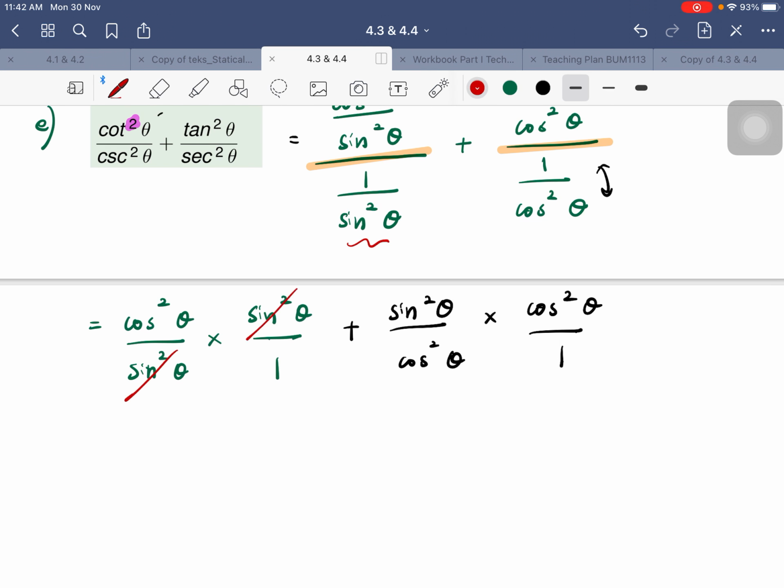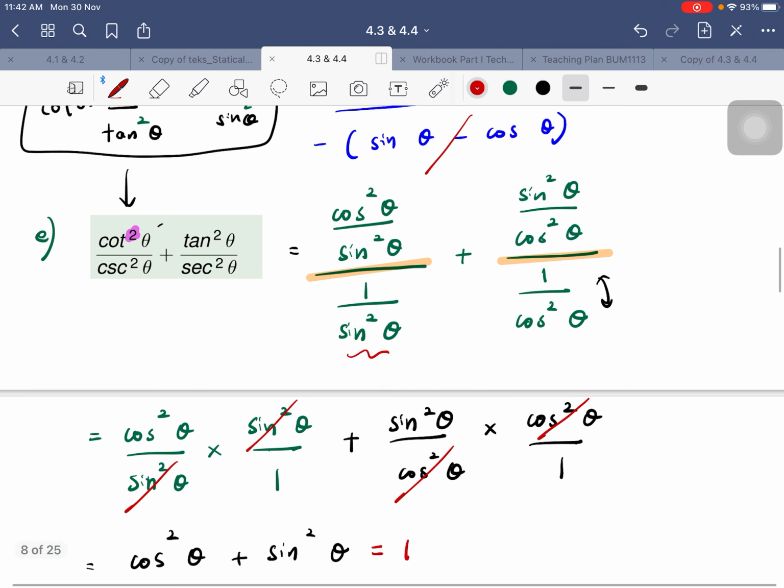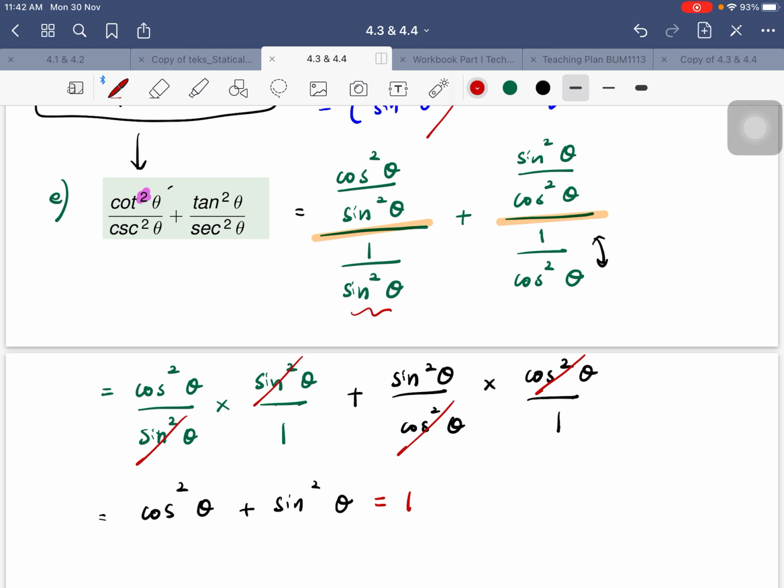So sine and sine are going to cancel each other, so I only end up with cos square theta. And cos square theta at the top and the bottom are going to cancel each other as well. So I'm just going to end up with cos square theta for the first term, and the second term is going to be sine square theta. And we have seen this form before, so using the identity, cos square theta plus sine square theta equals 1. So when I simplify, it becomes 1.